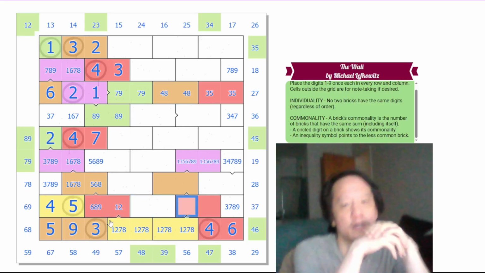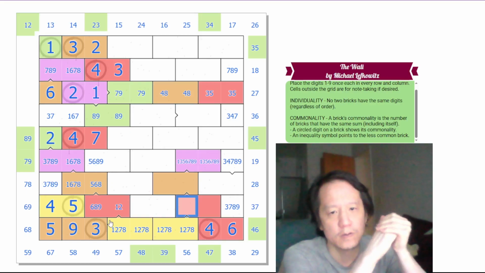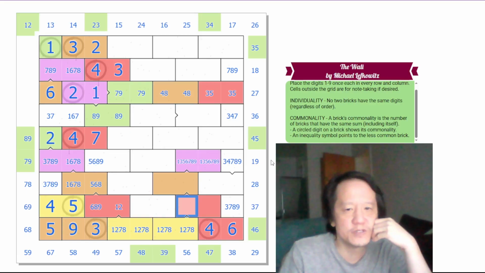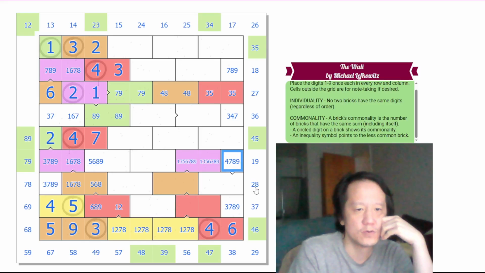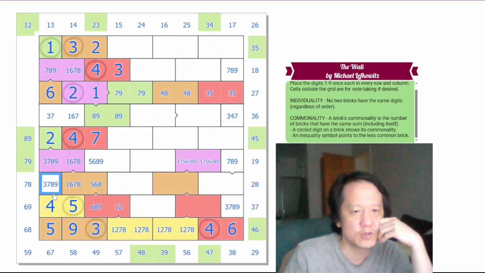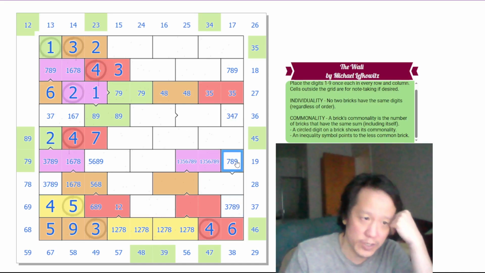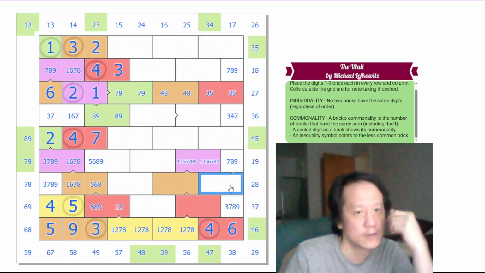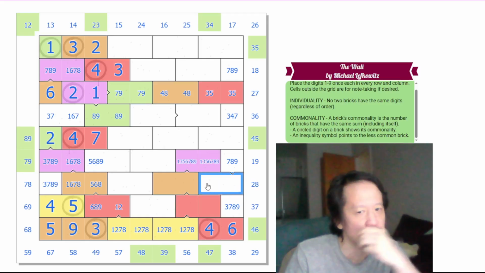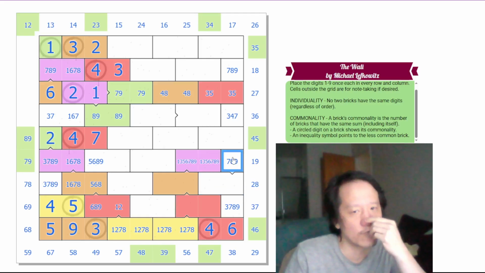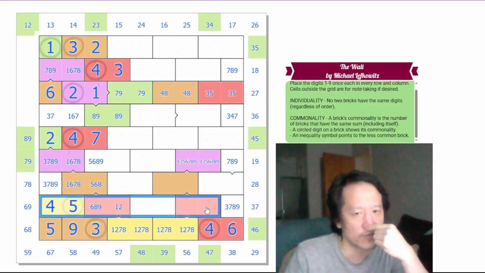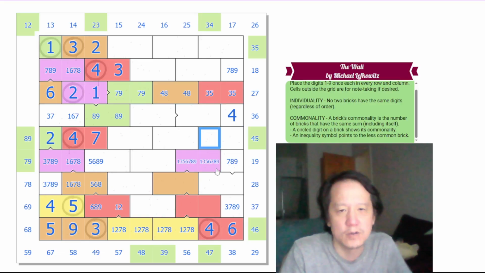This is 4 commonality. This is greater than this, so it cannot be a 3 or a 4 by itself. Well, where are the single digits 3 and 4? I guess 3 could be here. 4 cannot be here because that's only 2 commonality, and there's no 1 commonality 2-digit bricks anymore. So this can't be 4. This can't be 4 because of the 4 in the row. This must be a 4 here.